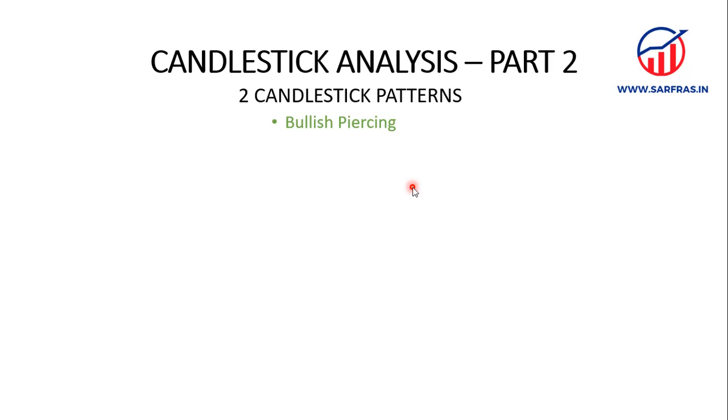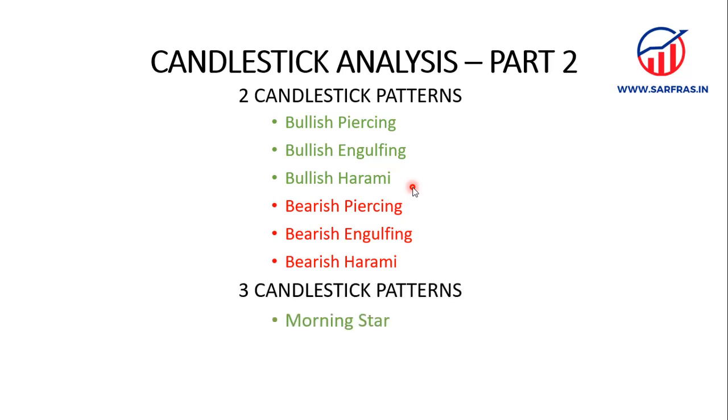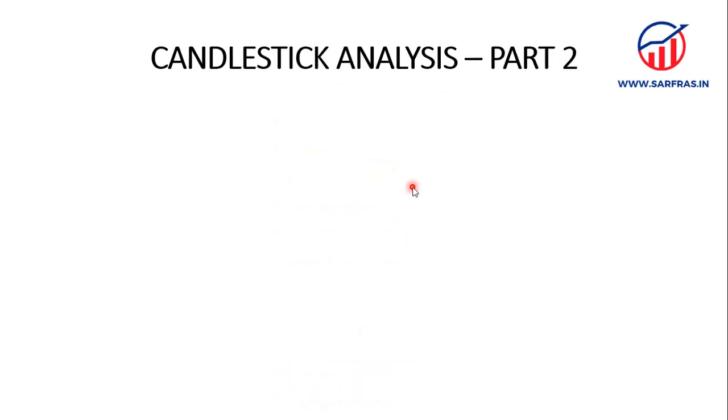The major two-candlestick patterns include the bullish piercing, bullish engulfing, bullish harami, bearish piercing, bearish engulfing, and bearish harami. Then we have three-candlestick patterns, which include the morning star, the three white soldiers, the evening star, and the three black crows. What does each of these mean, how do you identify them, and how do you check them on live charts? Both things I'm going to cover here.